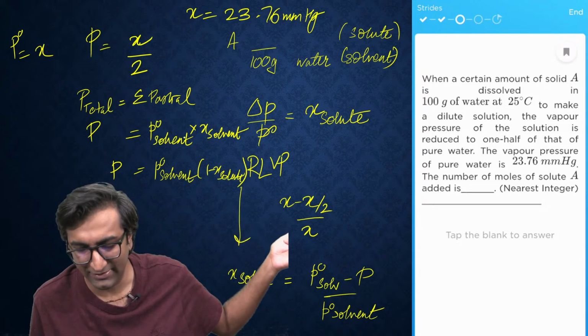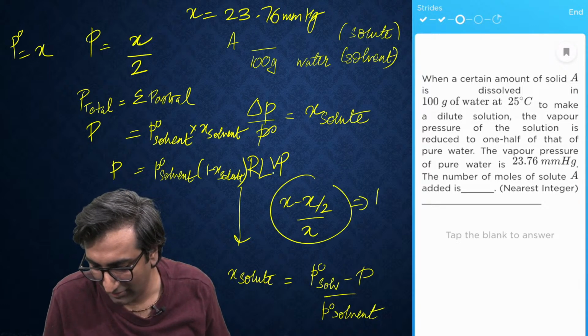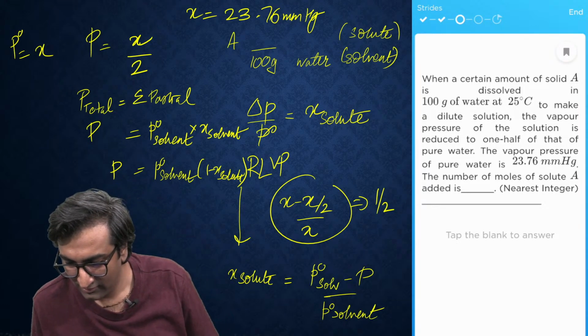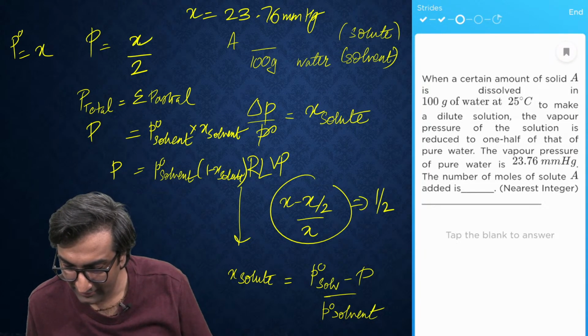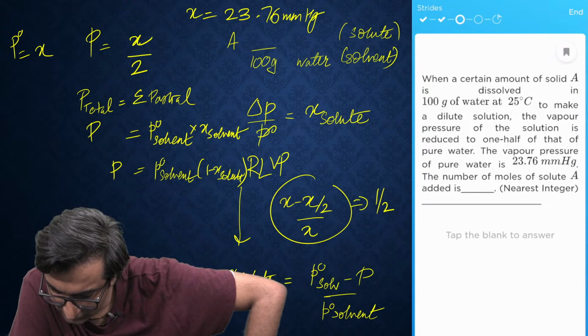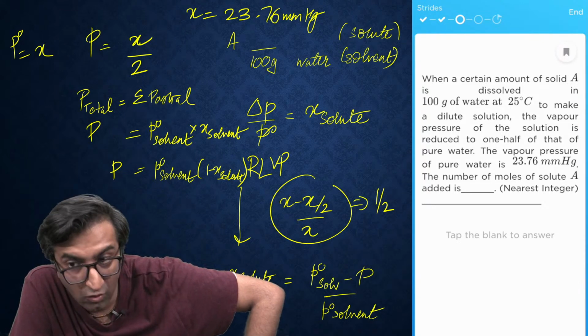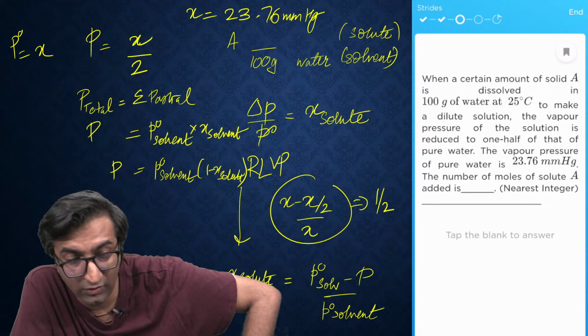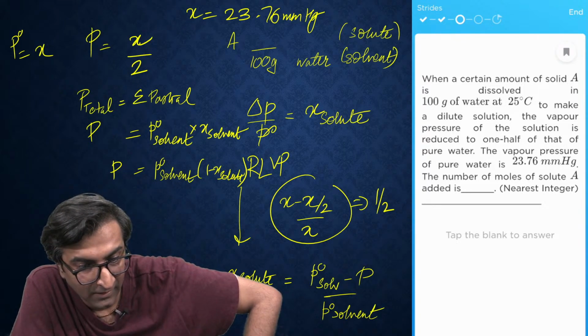In this case it's not going to matter, because either way it's coming out to be half. So it really doesn't matter. Number of moles of solute added is how much? How will you know the number of moles of solute? थोड़ा effort लगाना पड़ेगा. Right?